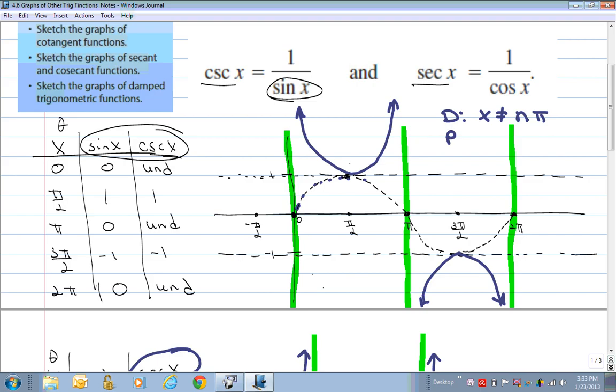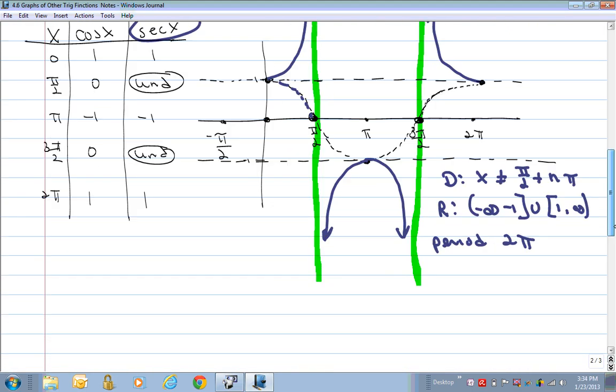The range is the same as the cosine graph. We go from negative infinity to negative 1, or we go from 1 to positive infinity. And the period, again, is the same. It's 2 pi, the same as the sine graph. All right, one last little comment about this before we go to tan and cotan.